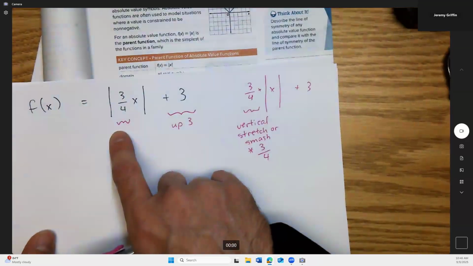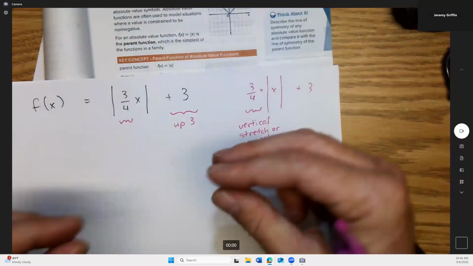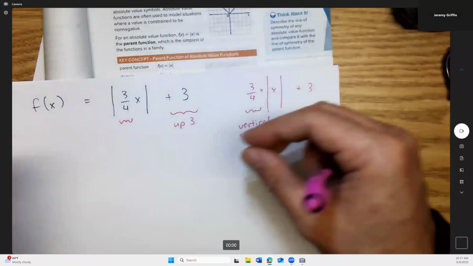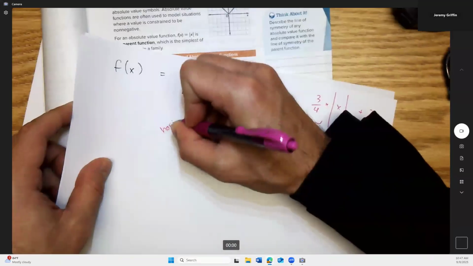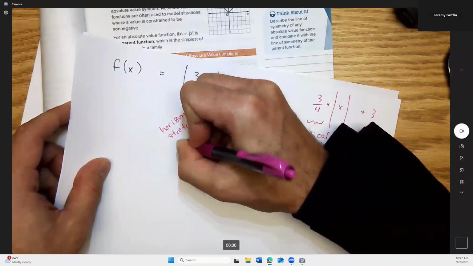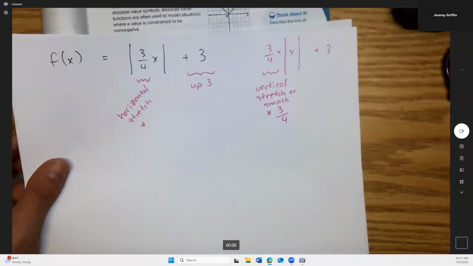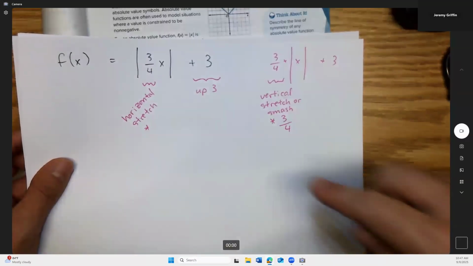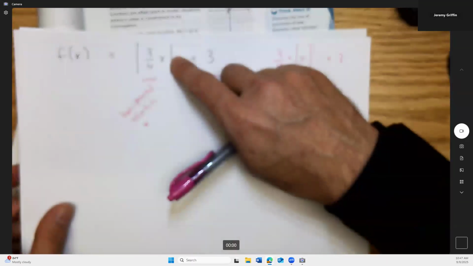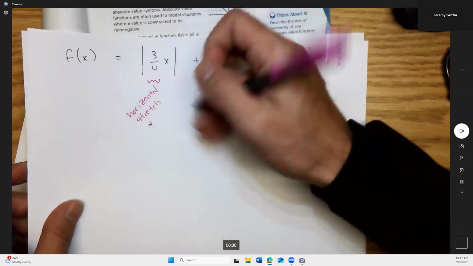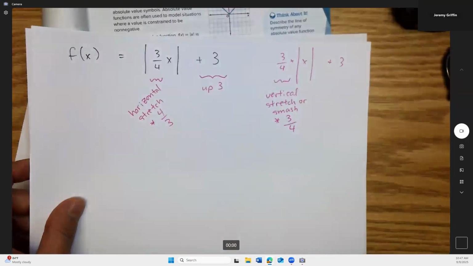If you actually attach the 3/4 directly to the x, you can think of it not in terms of a vertical transformation or a stretch, but in terms of a horizontal stretch. Right. So this could be a horizontal stretch. Okay, so here's where things get tricky. Are you guys ready for this? Right. Horizontally, everything's sort of backwards of your intuition. So this doesn't stretch it horizontally by 3/4. It stretches it horizontally by what's the reciprocal of that? 4/3. Okay.